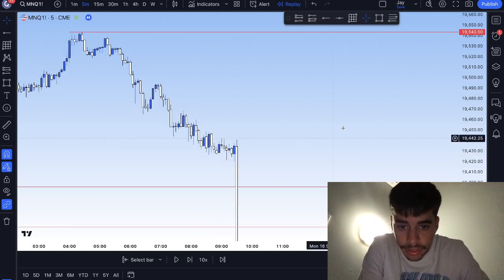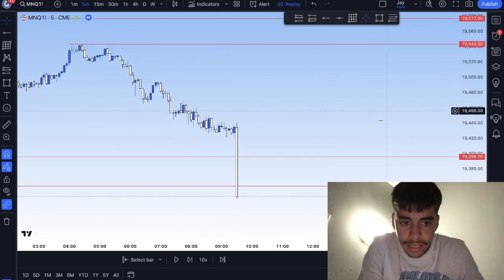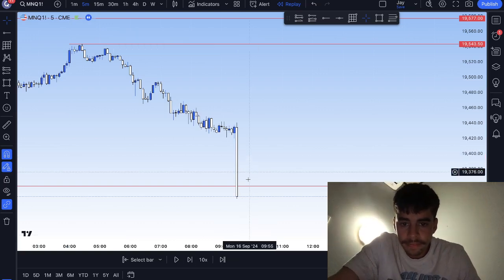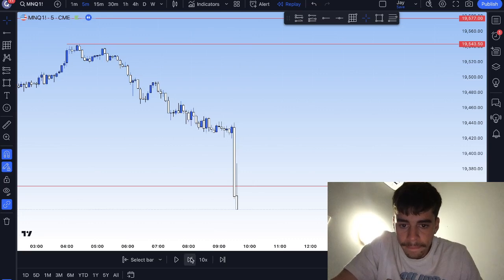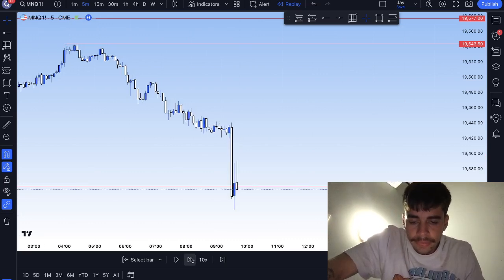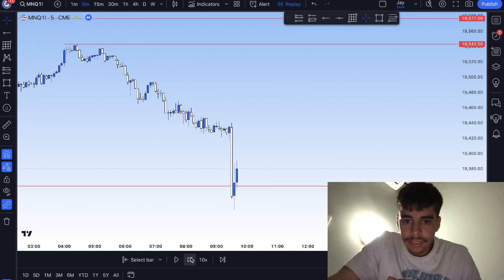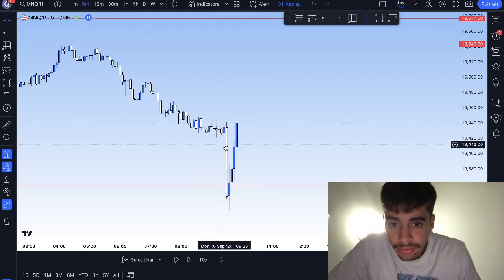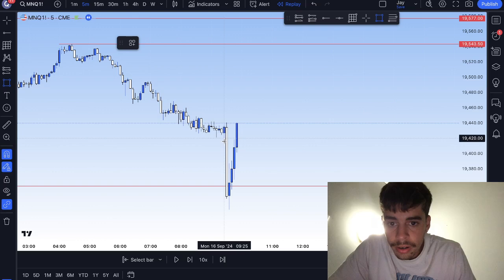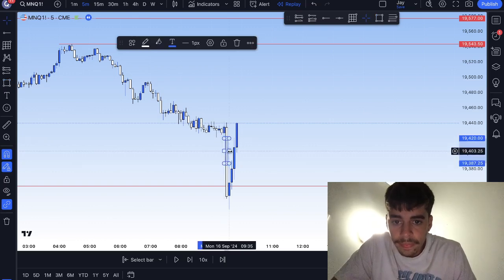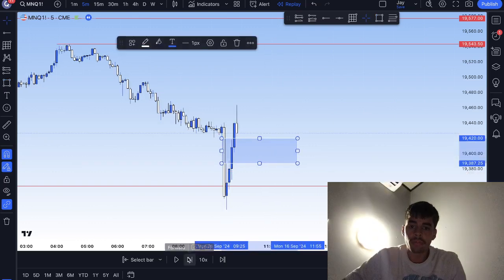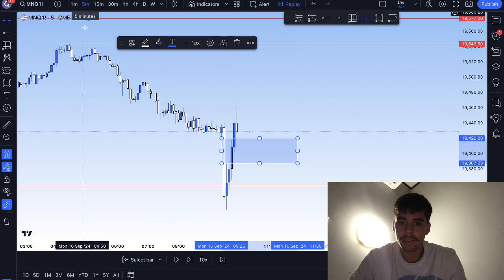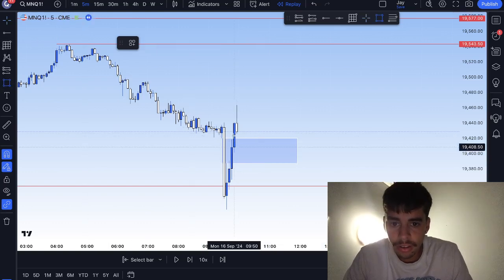Market opens, comes down, eats up these lows, fills in this fair value gap here. What do we get? We inverse this fair value gap right here. And now we just need a 5-minute retracement candle, which is right there. We also create a 5-minute fair value gap.